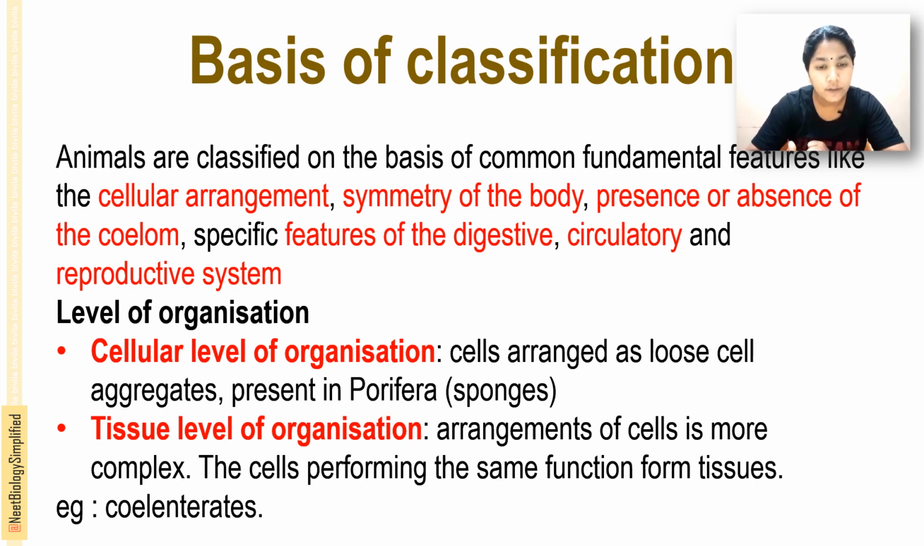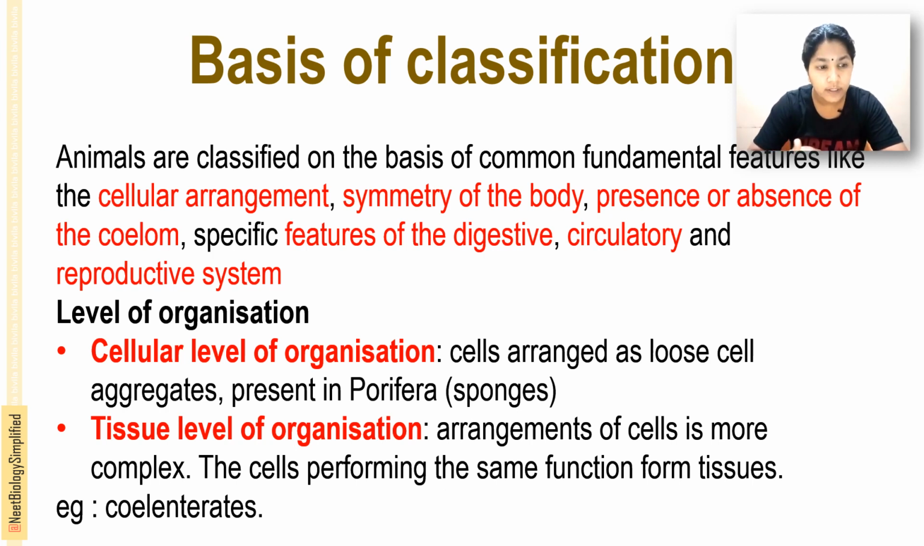For the classification of animals, there are some common features that are adopted. These common features are the cellular arrangement, the symmetry of the body, the presence or absence of the coelom, and then the specific features of the digestive tract, reproductive tract as well as the circulatory system. Based on all these criteria, the animals are classified.